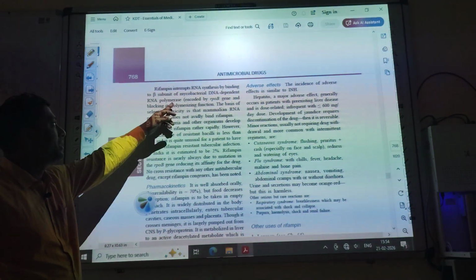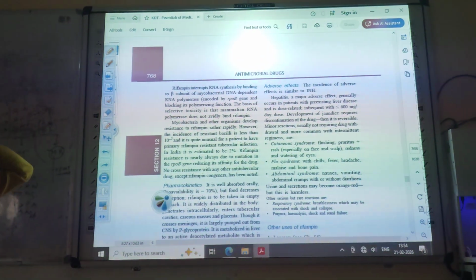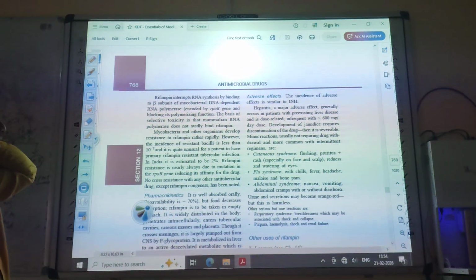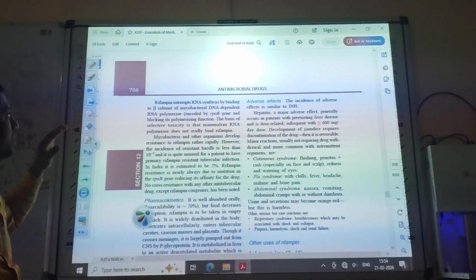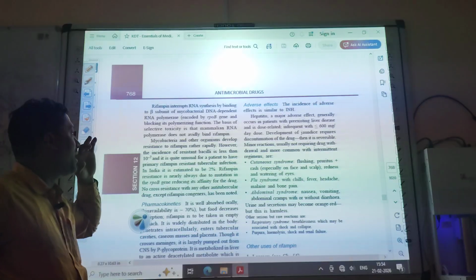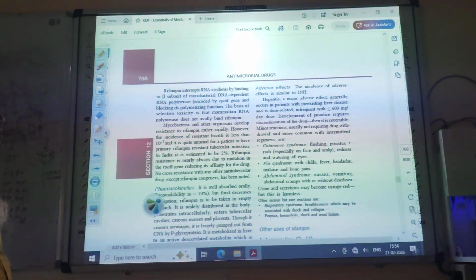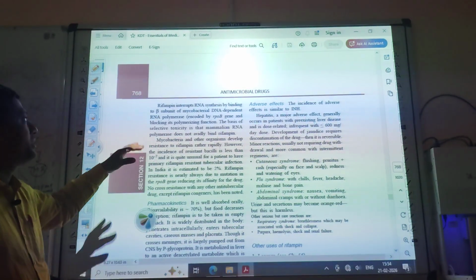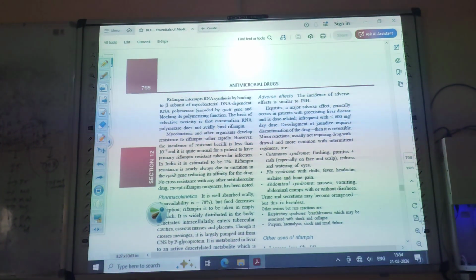It is an enzyme; the word which is terminated with ASE is known as an enzyme. This enzyme, DNA-dependent RNA polymerase, and finally it will interrupt the synthesis of RNA. This is the mechanism of action of what?